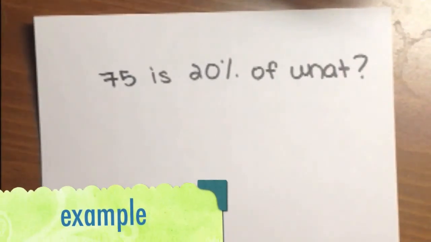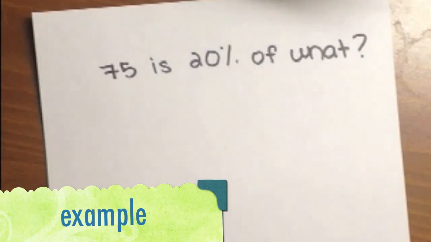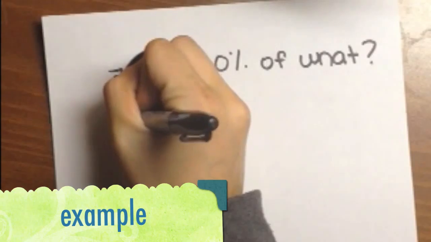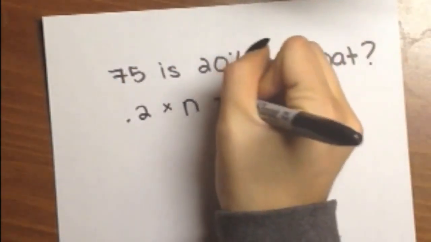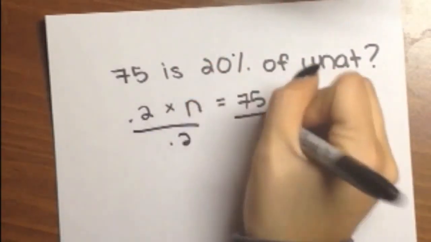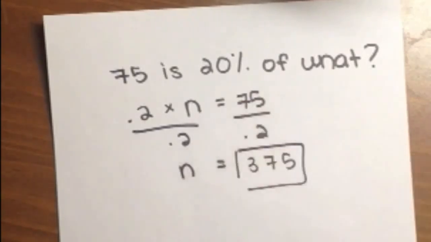75 is 20% of what? In this problem, you are given 75, which is the amount, and 20%, which is the percent. So what you're missing is the base. You plug this into your percent equation, and you get 0.2 times n for the missing base equals 75. Divide each side by 0.2, giving you n equals 375. Therefore, 375 is your base.